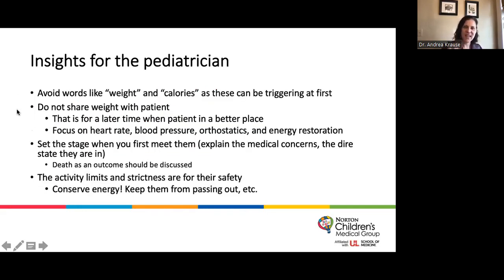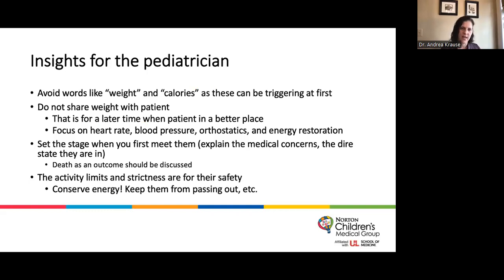There we go. Insights for the pediatrician. Again, triggering words: weight and calories. I talk about energy, and don't share the weight with the patient until they're in a better place in recovery, just to avoid triggers. And if you're a medical provider, it is quite all right to set the stage when you first meet them about how dangerous this illness is. You heard the facts already. You heard about the mortality rate being the second highest of all psychiatric conditions.